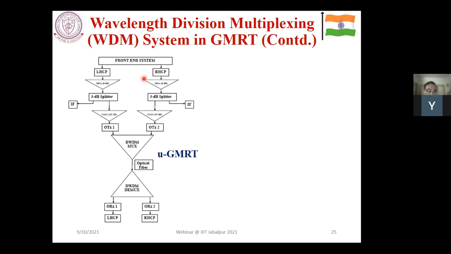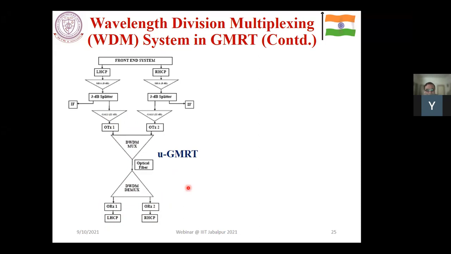So what is happening? The signal has been received. You can see LACP, RACP, and they have been allowed to propagate through the two low noise amplifiers. That is nothing but the power being divided by two, and half of the power is again processed accordingly. You are employing some kind of WDM system so that it propagates from the transmitter side to the receiver side. You are employing the ORX, or optical receiver, so that the signals can be separated out in the two orthogonal polarizations, LACP and RACP.